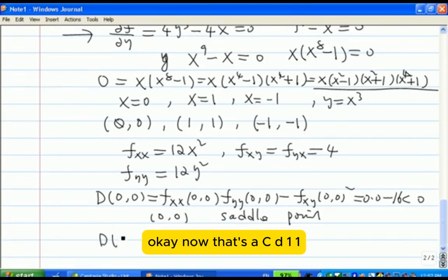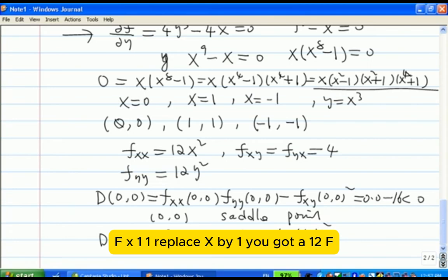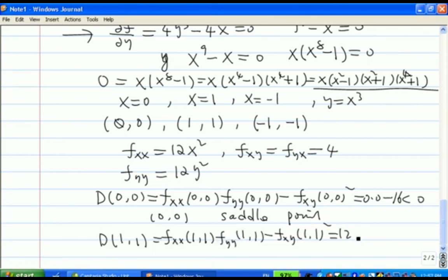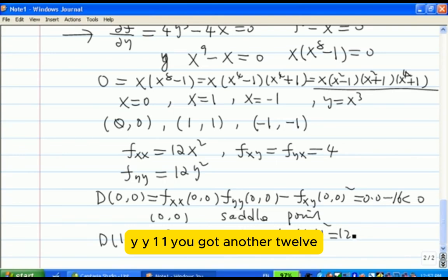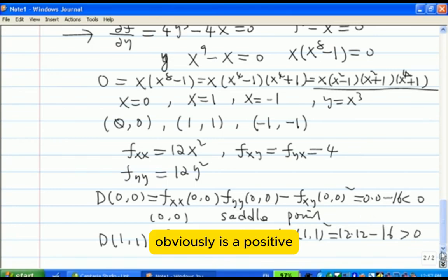Okay, now let's see D(1,1). fxx(1,1) times fyy(1,1) minus fxy(1,1) squared. fxx(1,1), replace x by 1, you got a 12. fyy(1,1), you got another 12. Then minus 4 times 4 gives you 16. Obviously it is positive.